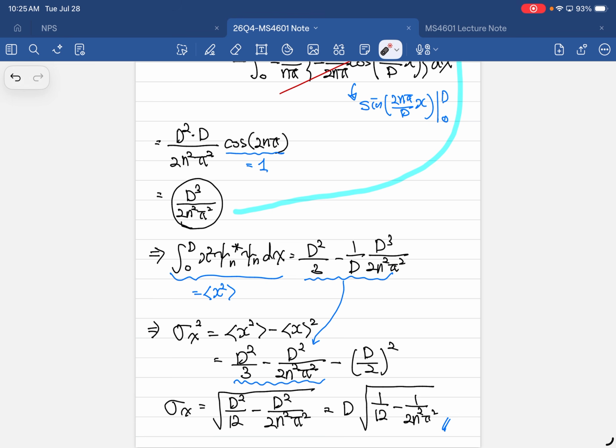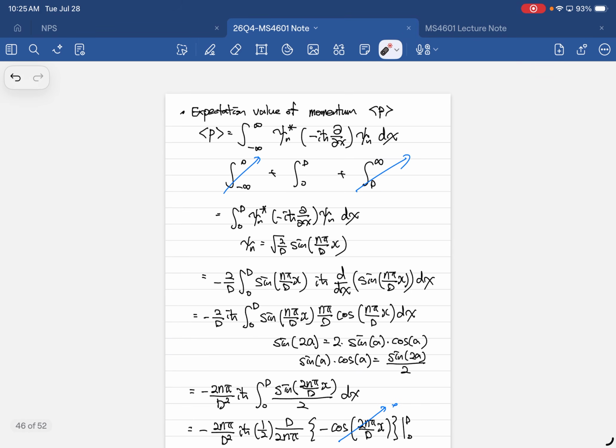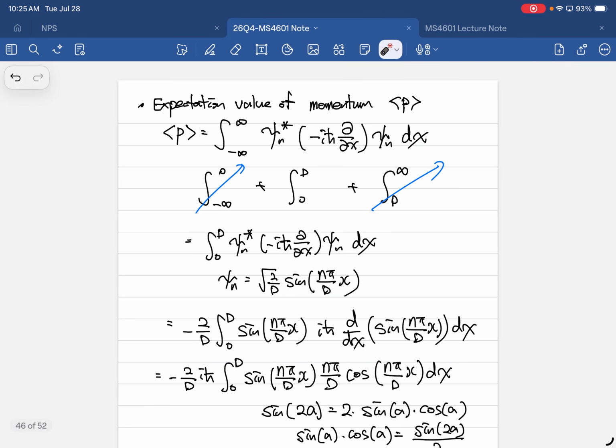So now we have looked at position. In the sense, we looked at the expectation value of position, or average value, and then we looked at the standard deviation of position. And the next parameter we are going to deal with is the momentum. So, the expectation value of momentum.